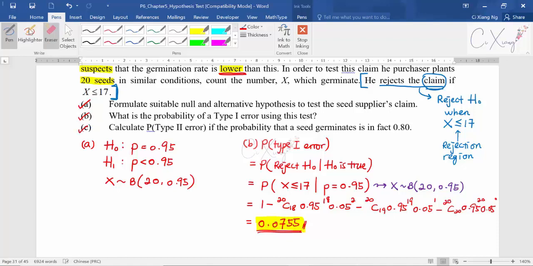Okay, so now we continue to part number C. They want you to calculate the type 2 error if the probability that the seed germinates is in fact 0.8. Okay, so let us start type 2 error.